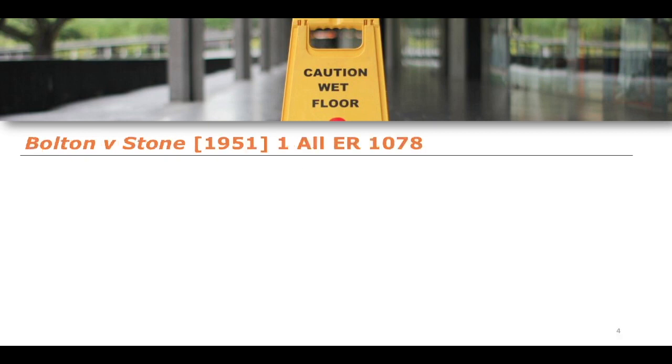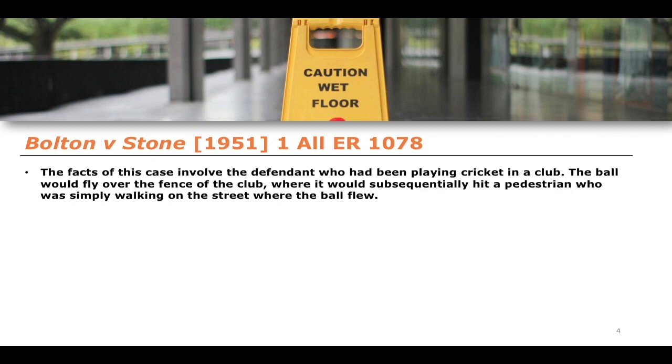Take the first case example that we're looking at today, the case of Bolton and Stone. The facts of this case involve the defendant who had been playing cricket in a club. The ball would ultimately fly over the fence of the club, where it would subsequently hit a pedestrian who was walking down the street, just walking past the cricket club where the ball flew.